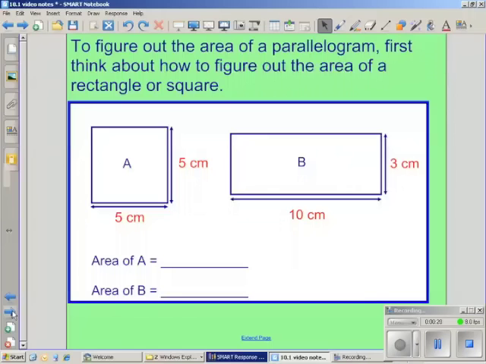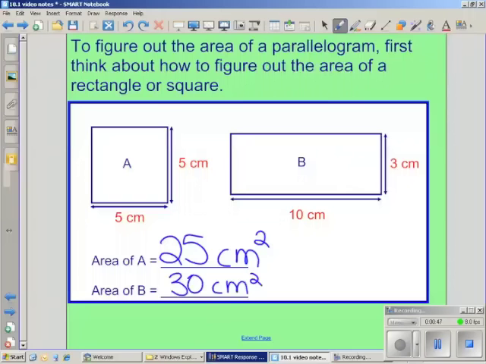So looking at figure A, a square, it is 5 centimeters by 5 centimeters. So you would do 5 times 5, which equals 25 centimeters squared. And remember to square your unit when we're finding area. For your rectangle in figure B, the base is 10 centimeters and the height is 3 centimeters. So 10 times 3 is 30 centimeters squared for the unit.